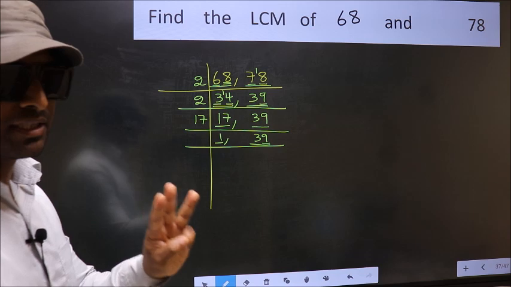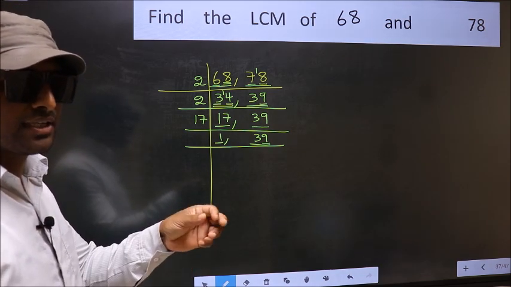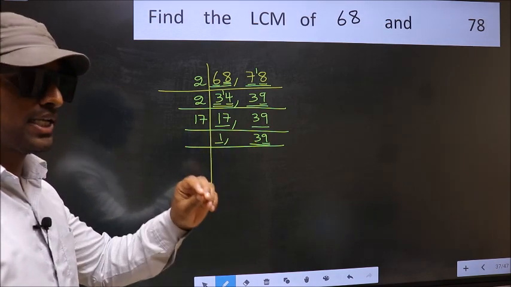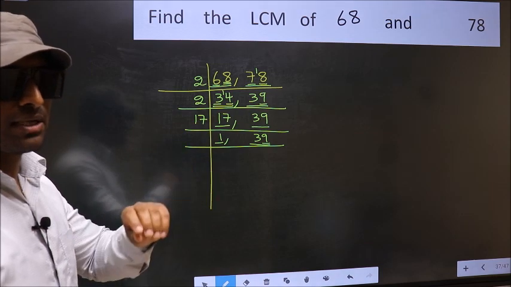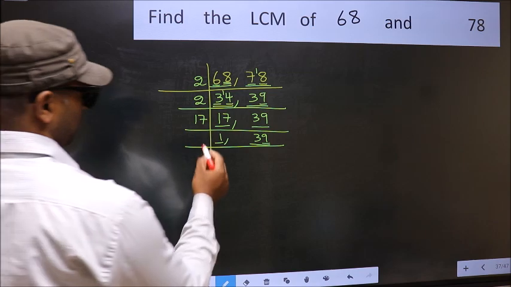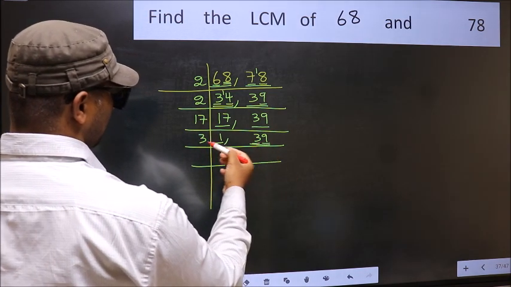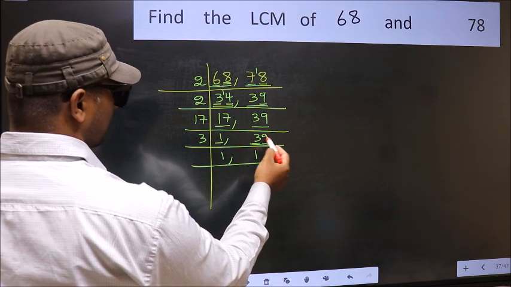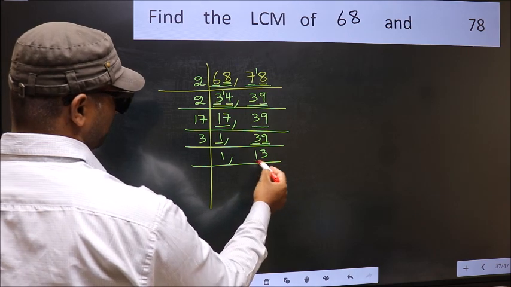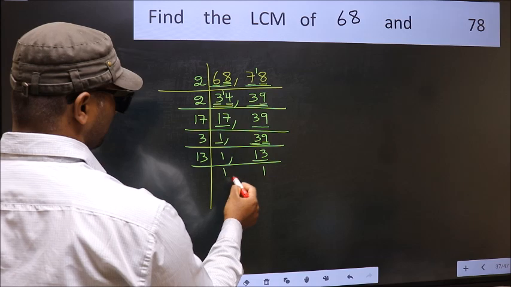Next prime number 3. To check divisibility by 3, for that we should add the digits. 3 plus 9, we get 12, and 12 is divisible by 3. So this number is also divisible by 3. So take 3. First number 3, when do we get 3 in the 3 table? 3 1s are 3. The other number 9, when do we get 9 in the 3 table? 3 3s are 9. Now we have 13, 13 is a prime number, so 13 1s are 13.